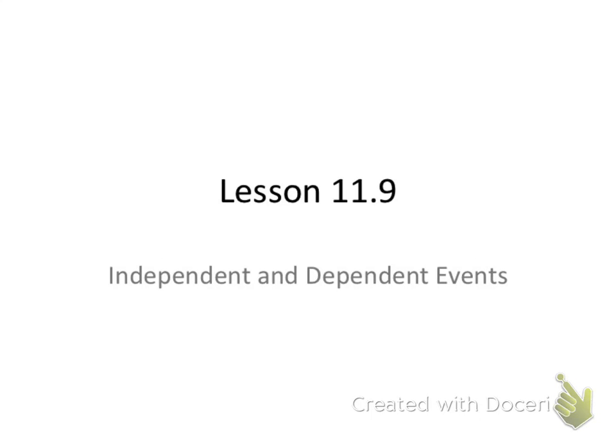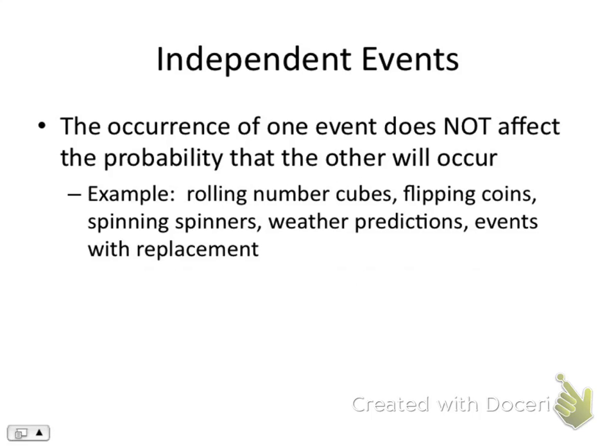So today's lesson is going to talk about independent and dependent events in relation to compound probability. To define independent events: the occurrence of one event does not affect the probability that the other will occur.